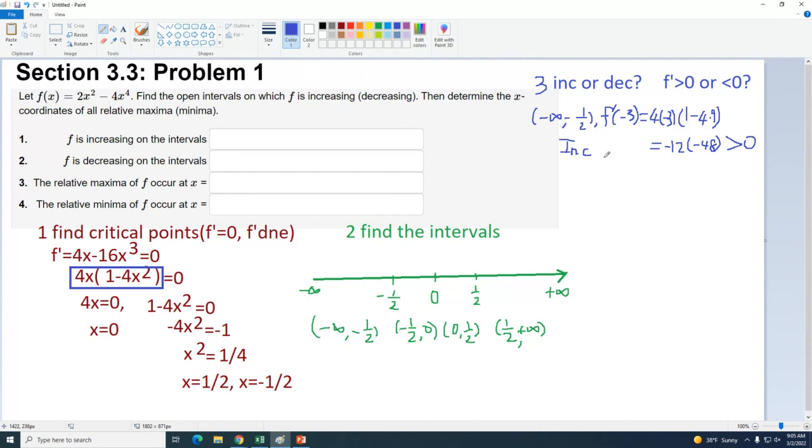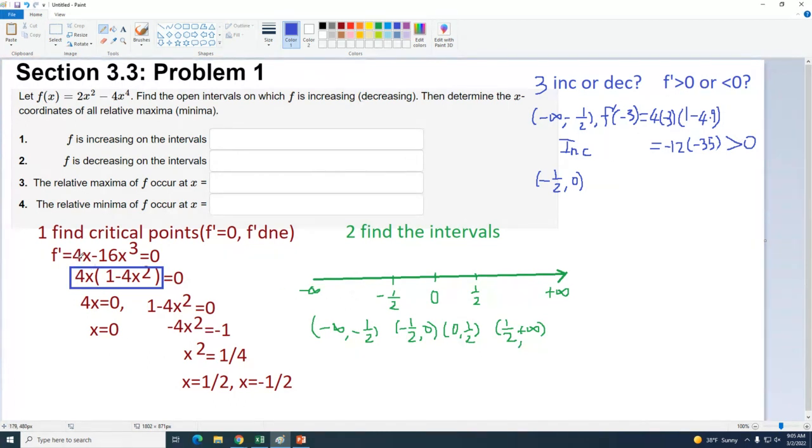You can double check with your calculator. Negative 12 times negative 48. Not 48, 4 times 9 is actually 36. My fault. It's negative 35. You can also calculate using your calculator, which makes it more reliable. But I know for sure that it's increasing. Let's move on to the next interval, negative 1/2 to 0, but at least I know it's increasing now.